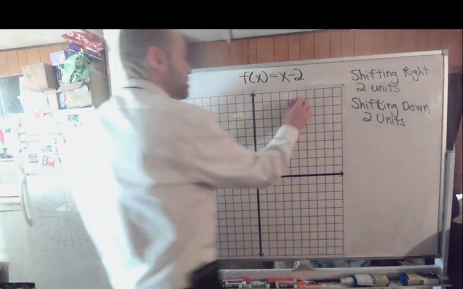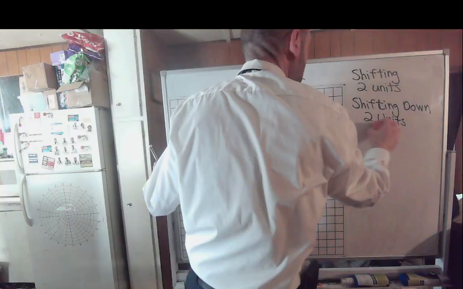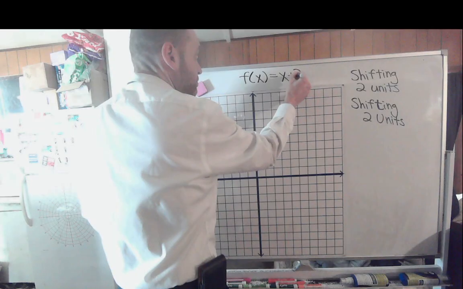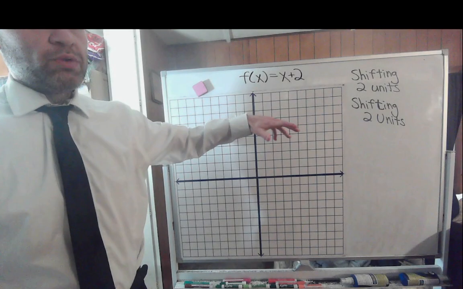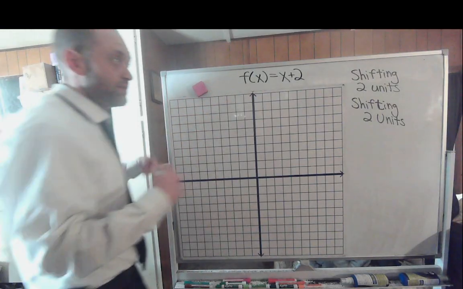Alright, now this time, let's say I just make this f of x equals x plus 2. I set x plus 2 equal to 0, I get x equals negative 2. I've shifted everything to the left 2 units.